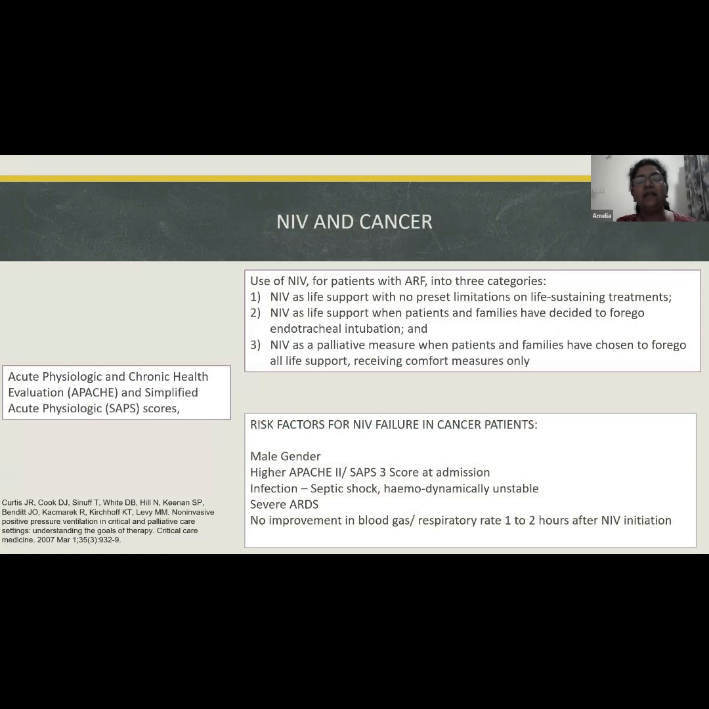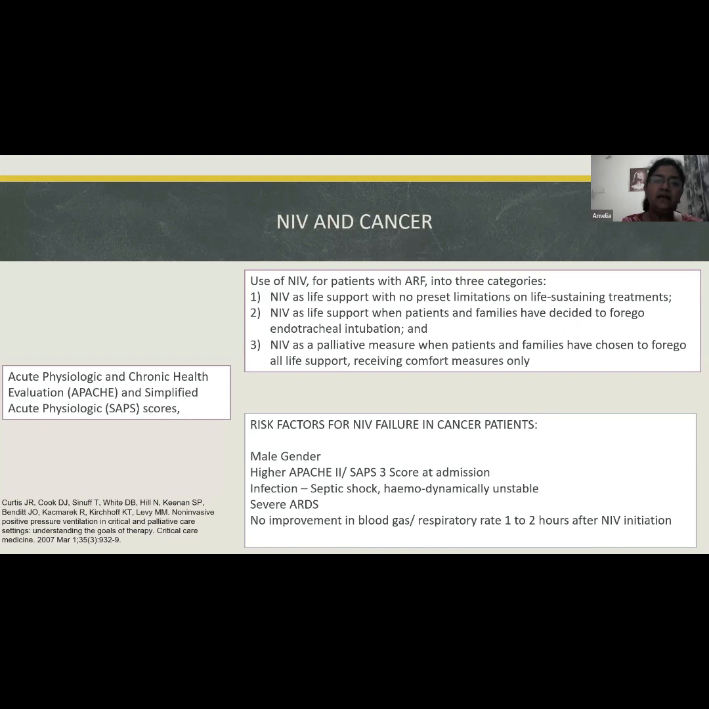You divide them into life support, where there are no preset limitations on life-sustaining treatment. So I have a young patient. The performance status is good. He was receiving chemotherapy. There is no talk here about advanced disease. He is able to tolerate chemo. They're actually thinking that I'm going to give another 6 cycles of chemotherapy. This is where you say, I have no limitation. The family goals are aggressive. Then you do NIV in the initial phases to see if it is possible for them to respond to it. If they do, great. If not, am I doing mechanical ventilation?